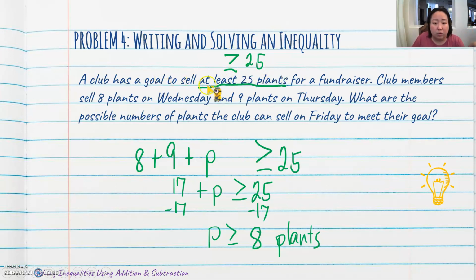If the goal is to sell at least 25 plants, there were already 8 and 9 plants that were sold. So if you have your inequality, it will be 17 plus P has to be greater than or equal to 25. And so they need to sell 8 plants or more than 8 plants by Friday.